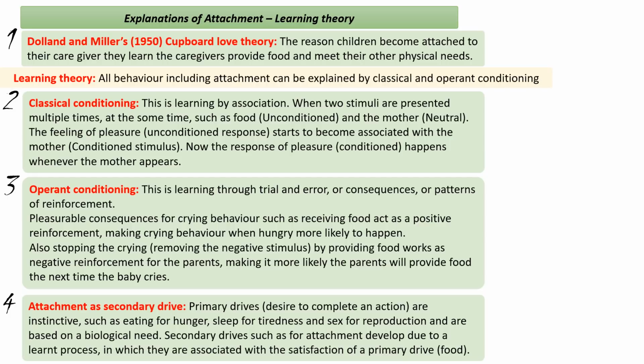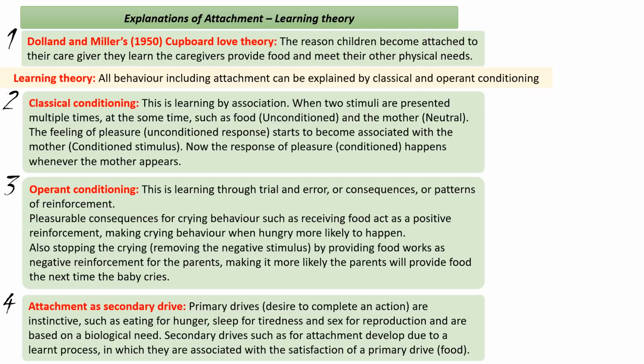So a drive is a desire to complete an action. They're instinctual, such as the drive to eat to relieve hunger, the drive to sleep to reduce tiredness, and the drive for sex for reproduction. And these are based on human biological needs. Now secondary drives are still desires to complete an action, but these are due to learned processes. A good example of a secondary drive is the drive for money. Money doesn't satisfy any biological need. You don't need money to survive. But we've learned that money can buy other things which satisfy primary drives. Money can buy food which satisfies hunger. Money can buy resources which might attract a mate.